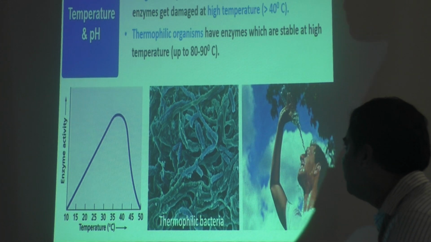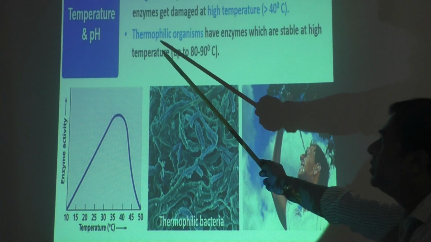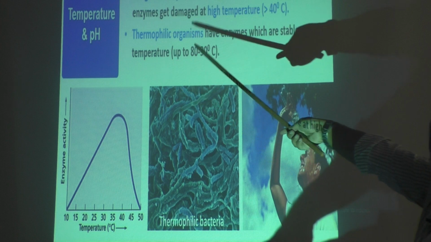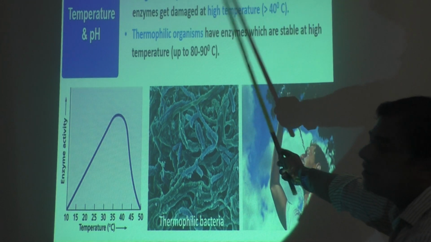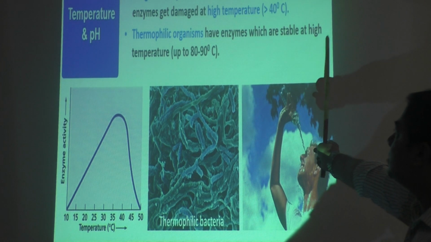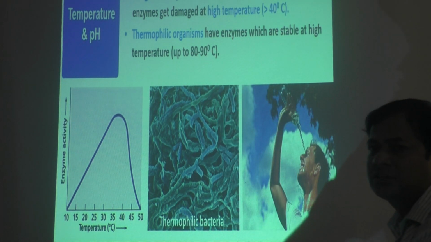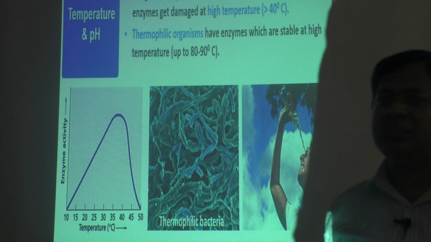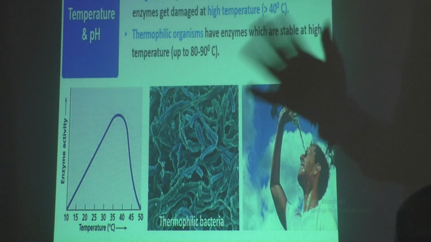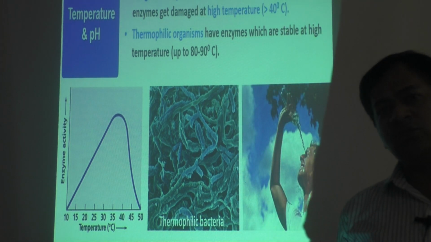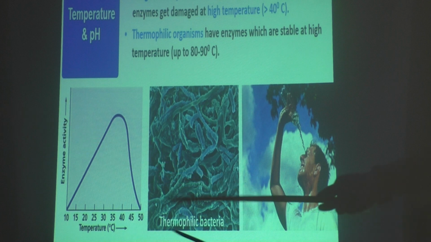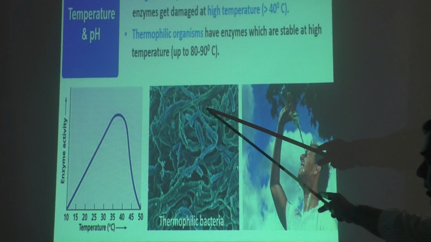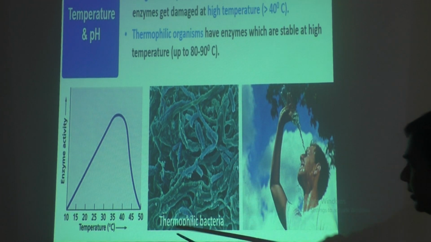Thermophilic, meaning thermo means temperature, philic means loving. Organisms which like high temperature and live in high temperature have enzymes which are stable at high temperature. Nothing happens to their enzymes at 80 to 90 degrees Celsius. They are extraordinary organisms. So they are called thermophilic bacteria. You see, they are showing a picture of thermophilic bacteria here.